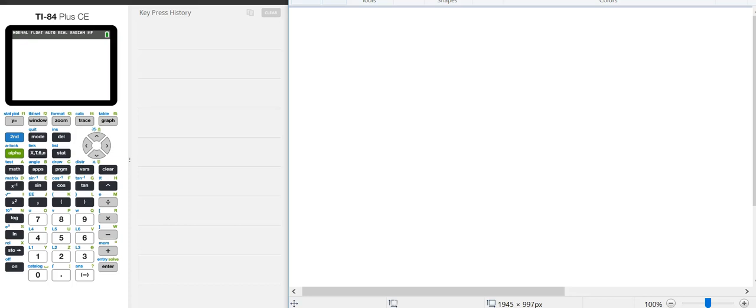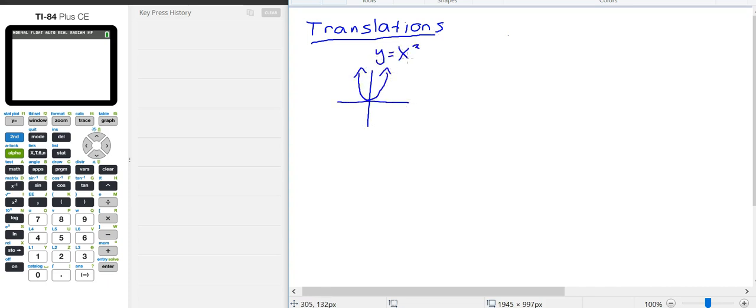In this video, we're going to discuss transformations, specifically translations. A translation is when we have a graph of some function. Let's say we have a parabola, y is equal to x squared. A translation would be if we would move this whole parabola up, like this, or if we would move the whole parabola down, like that. If we would move the parabola to the right, like that, or to the left, like that. Those are the four types of translations.